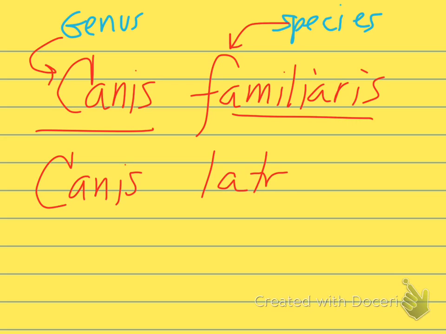Canis latrans. I bet some of you have seen Canis latrans. Bet you have. Latrans means the singing. This is the singing dog. It roams our woods and fields in the wild here in Ohio. Coyotes! Canis latrans is the coyote. It's the singing dog. They exist in all 88 counties in Ohio.